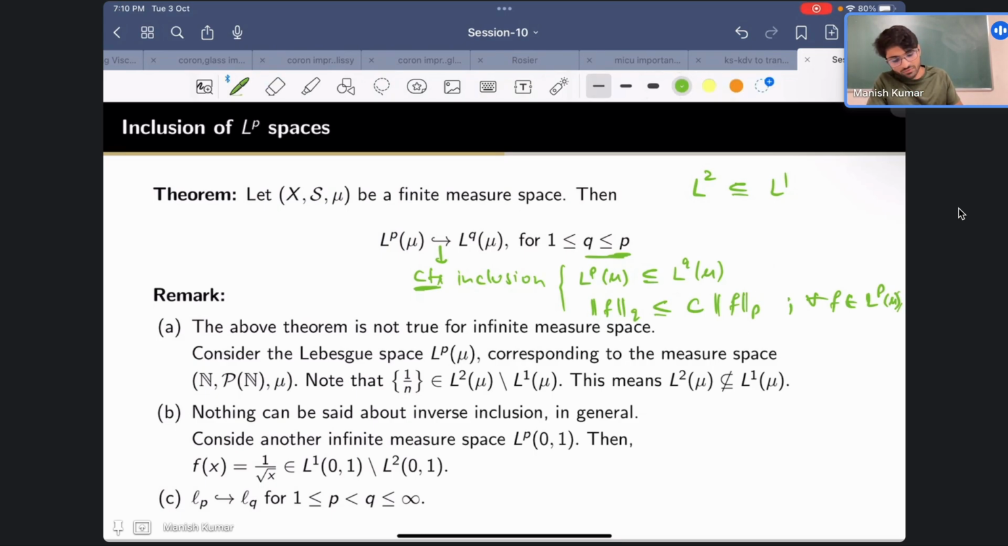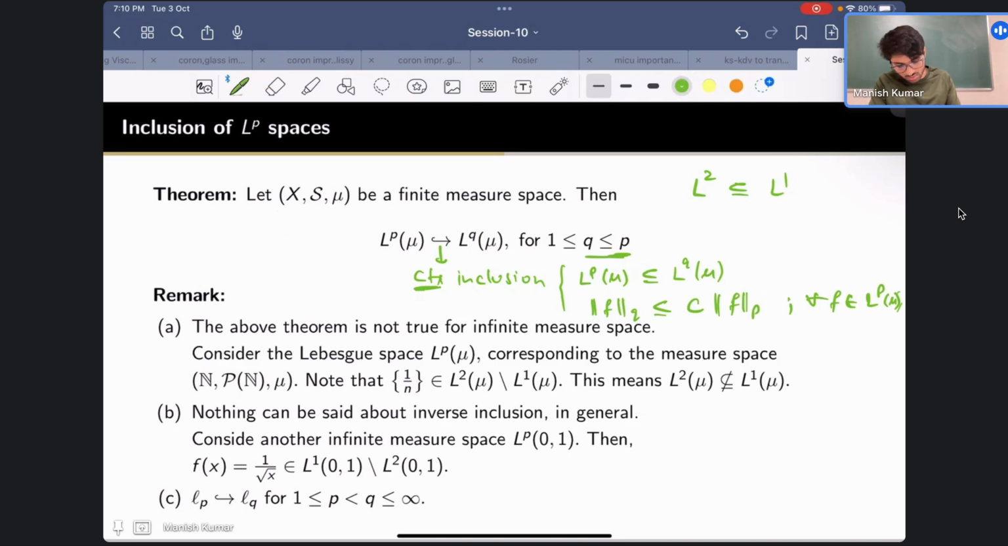So when p is larger, the space is smaller. That's all it says. You see that 1 is less than or equal to 2, so L^2 is contained in L^1. That means the space of 2-integrable functions is smaller than the space of 1-integrable functions.